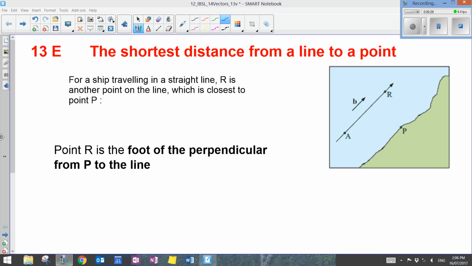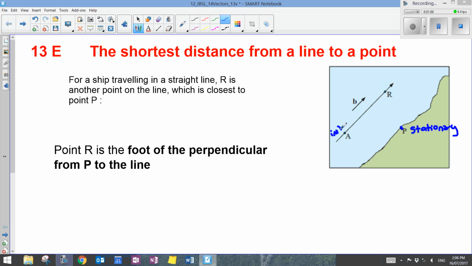So a couple common bits of vocabulary and notation for this section. You've got a ship traveling in a straight line. R is going to be any other point on the line that we happen to say is closest to the point P. So point P is our stationary point, and then you have something that's moving past point P. A is our initial point, wherever it starts, and then you've got R, which is any other point on this line. So we're going to put R as the closest point to P, which is where a perpendicular line is formed.